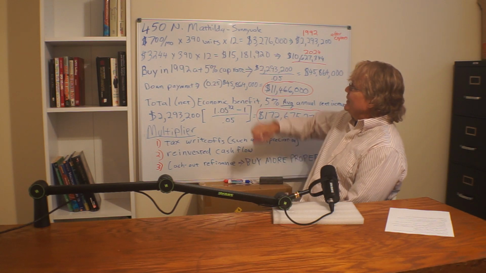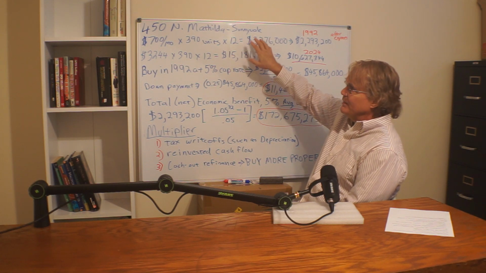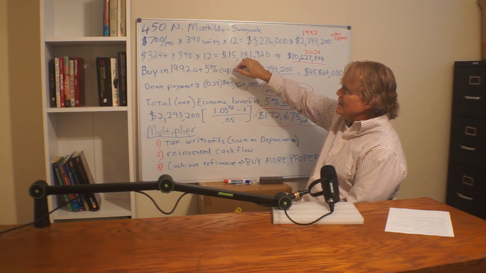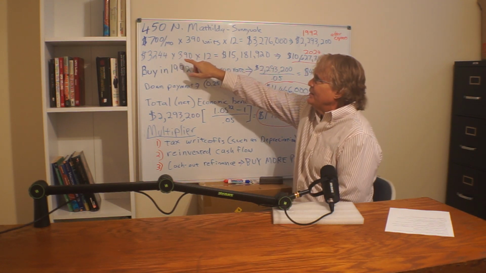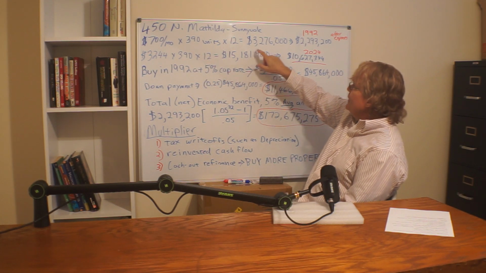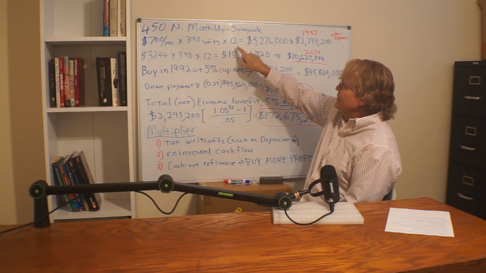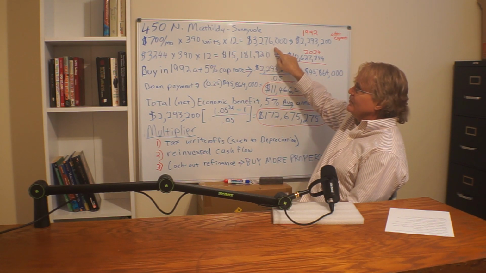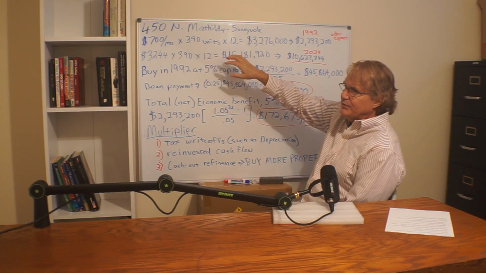This was a property in Sunnyvale, California, in Silicon Valley, and we actually lived in this apartment complex back in the early 90s. We had a two-bedroom apartment and were paying $700 a month. There were 390 units, and the annual gross rent was 390 units times 12 months, $3,276,000. Simplifying assumption here, all the units were the same.